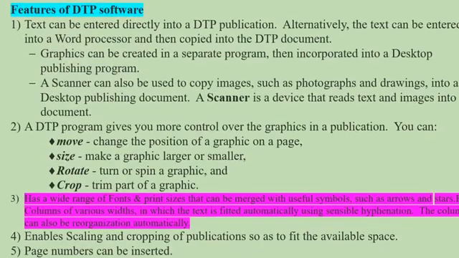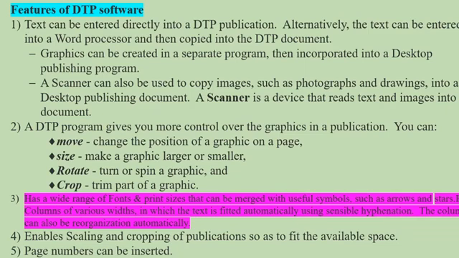Then we can also see what are the features of a DTP software that make it unique. Text can be entered directly into a DTP publication. Alternatively, the text can be entered in a word processor and then copied into the DTP program. Graphics can be created in a separate program, then incorporated into a DTP. A scanner can also be used to copy images such as photographs and drawings into the desktop publishing document.